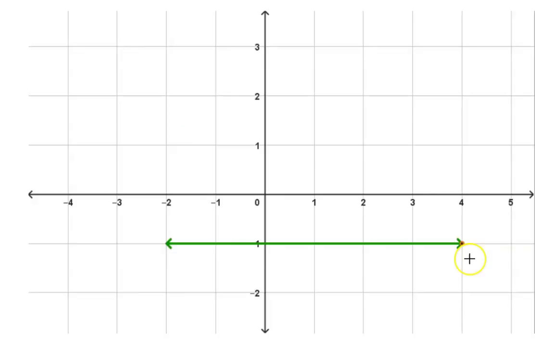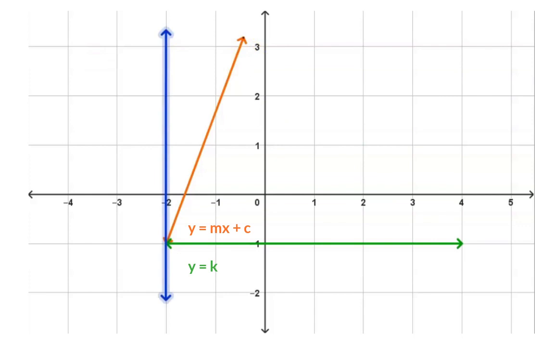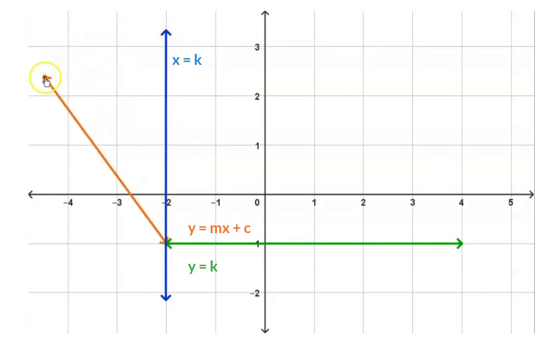So now we know that a horizontal line has an equation in the form y is equal to k, and as soon as the straight line has a slope or gradient, it will be in the form y is equal to mx plus c. Then we also have vertical lines in the form x is equal to k, and then the line with the slope can also move down from left to right and still have the equation y is equal to mx plus c.